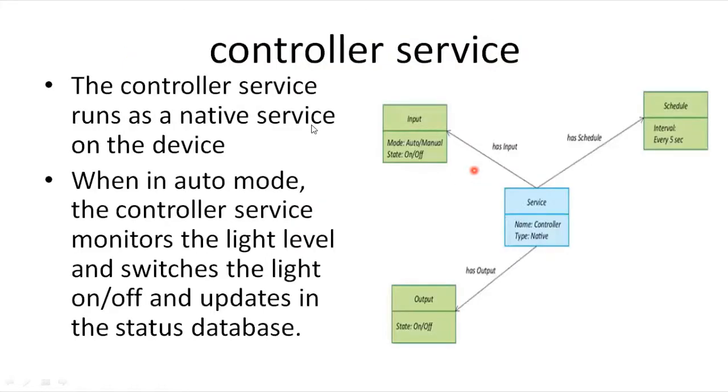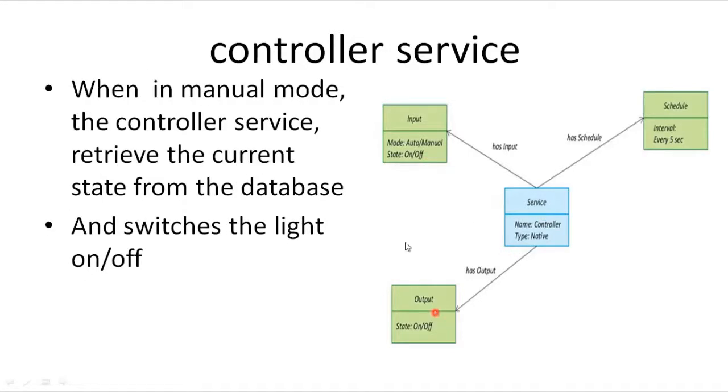And then coming to the controller service, how can you represent it? The controller service runs as a native service on the device. When in auto mode, the controller service monitors the light level, switches the light on or off, and updates this information in a database. That means this is an input, and then we get an output. When it is in manual mode, it retrieves the current state from the database and switches the light off or on.